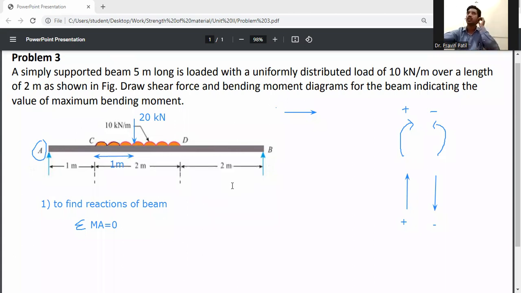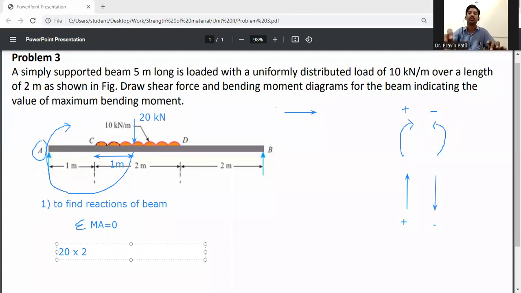Then now summation of MA is equal to 0, so the algebraic sum of all the moments will be 0. How is this 20 kilonewton load rotating about the point A? It will be rotating in clockwise direction. So it is force into perpendicular distance, 20 kilonewton into the distance from this load to A, which is 2 meters.